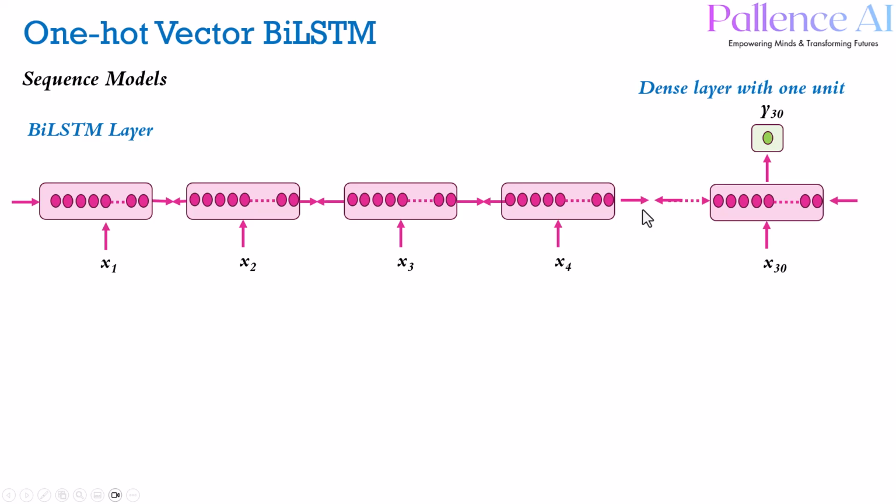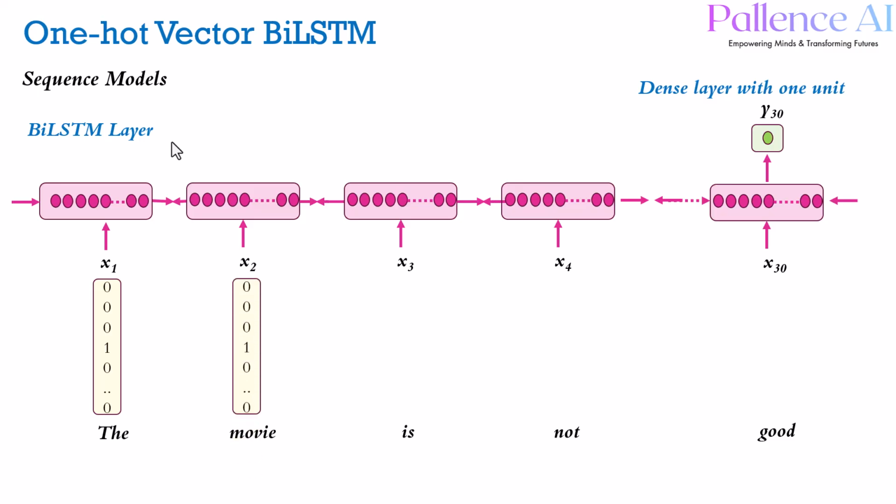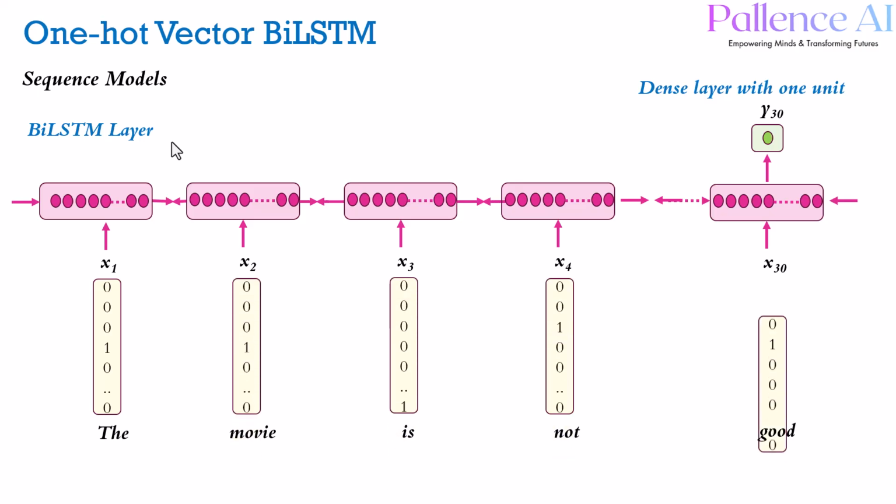All right. Now, what about each of these input words in the sentence? So let's say this is my sequence. The movie is not, and there is a bunch of other words here I did not show you. And then the last word is good. Okay. So how do you represent each of these words? If it is a one hot vector, we have already seen how the one hot vector looks, right? This is how the one hot vector looks. Okay. For each word. And there you go.